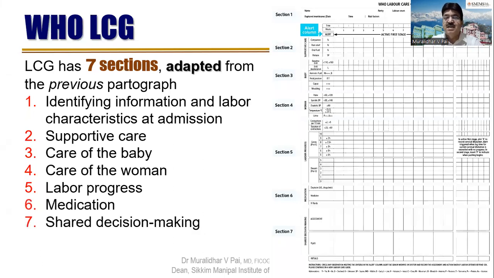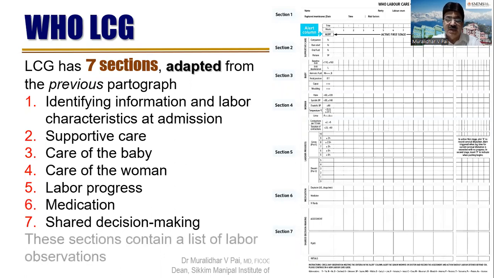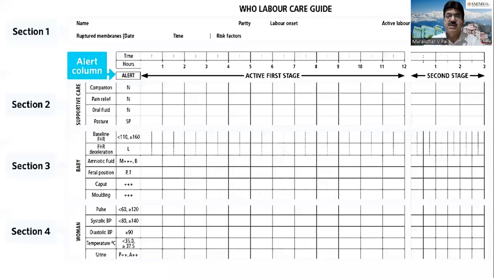This is the new one, as I said. Number 2 and number 7 are the new ones. These sections contain a list of labor observations. This is the closer look of the same labor care guide.